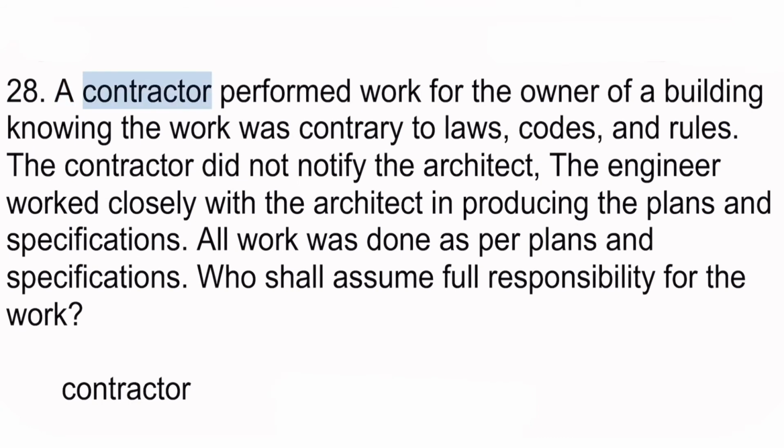28. A contractor performed work for the owner of a building knowing the work was contrary to laws, codes, and rules. The contractor did not notify the architect. The engineer worked closely with the architect in producing the plans and specifications. All work was done as per plans and specifications. Who shall assume full responsibility for the work? Contractor.